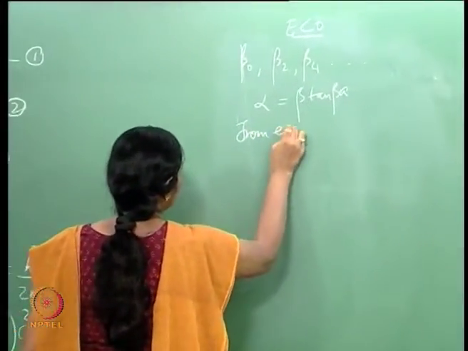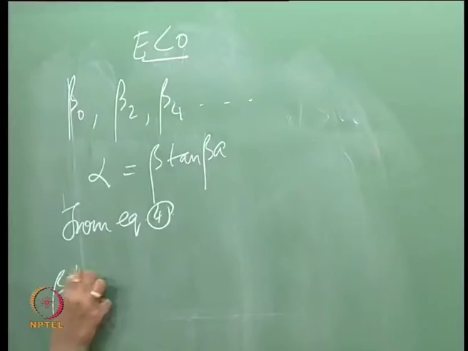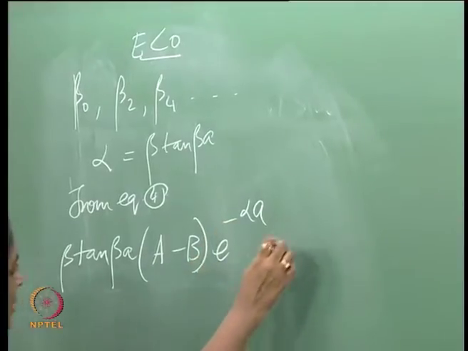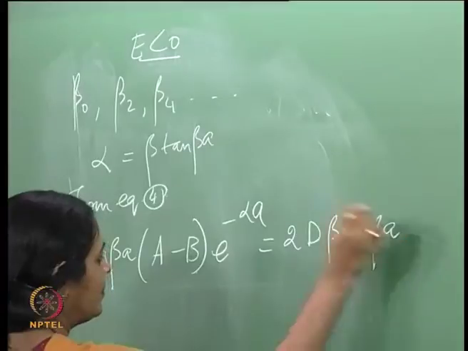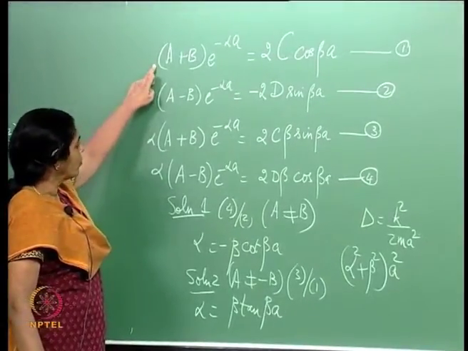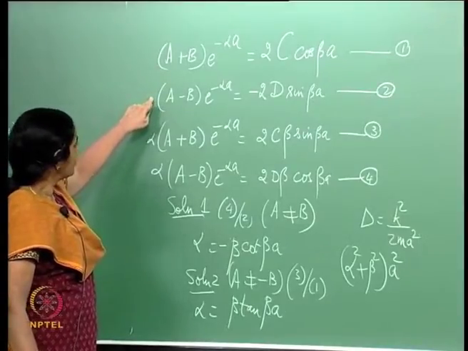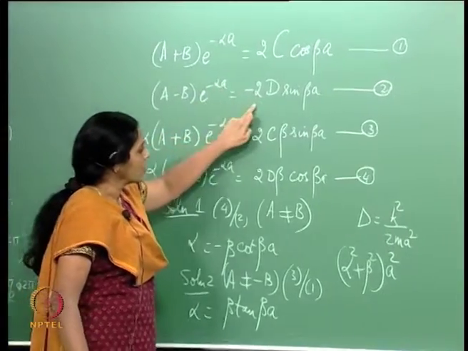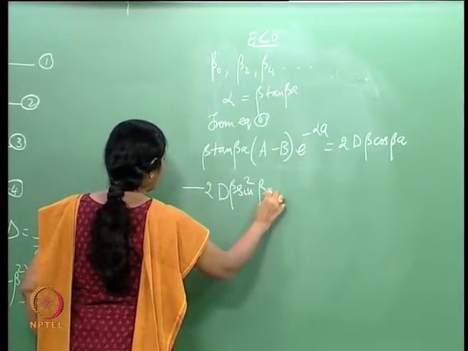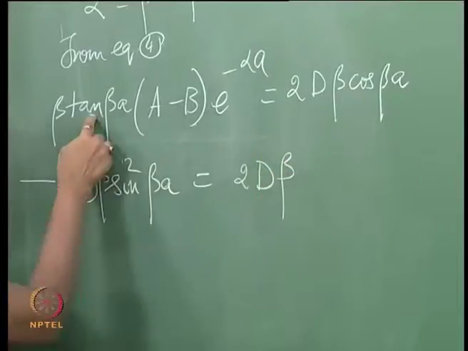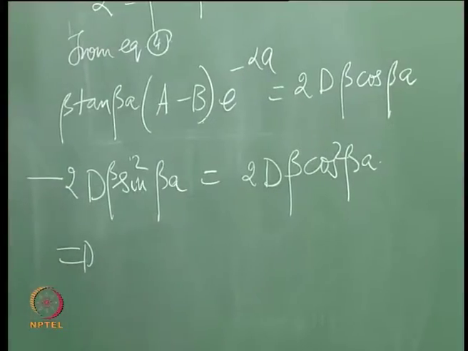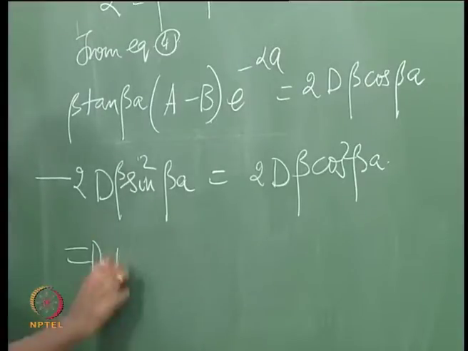So, from equation 4, beta tan beta A times A minus B e to the minus alpha A is 2d beta cos beta A. So, I have already used equation 4. Now, I am left with equation 1, and I would like to substitute for A minus B e to the minus alpha A from equation 2, and therefore, I have minus 2d beta sine squared beta A is equal to 2d beta. From the tan, I can take the cos there, and that gives me a cos squared beta A. So, this cannot happen because it tells me that sine squared beta A is minus cos squared beta A. Not possible. This implies that d is equal to 0.